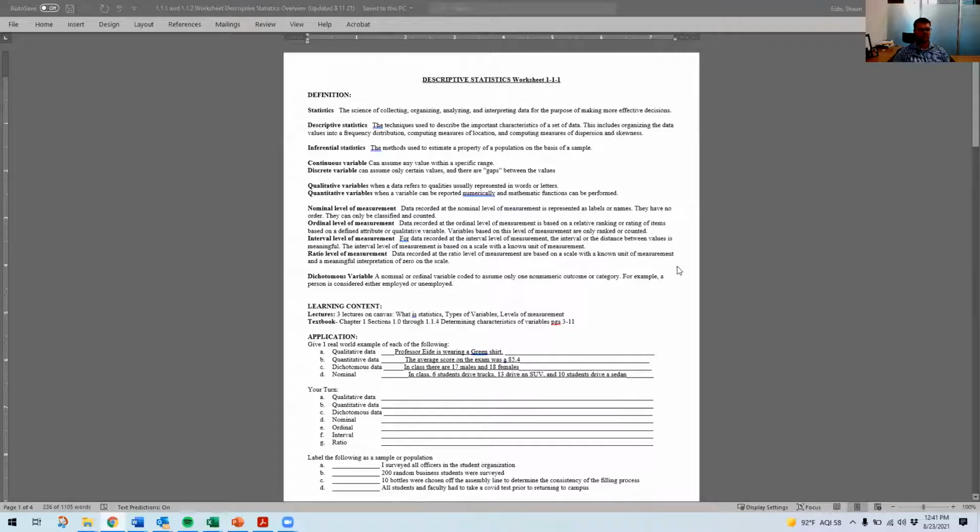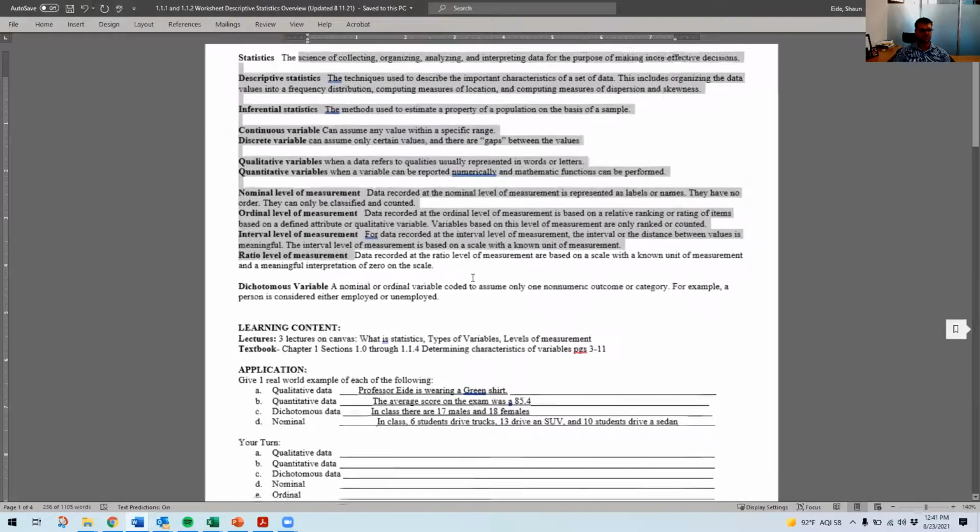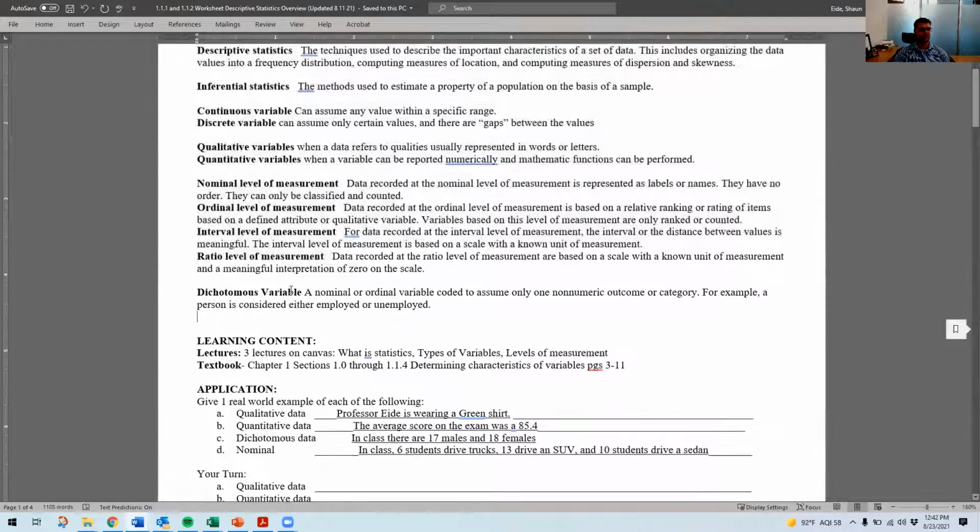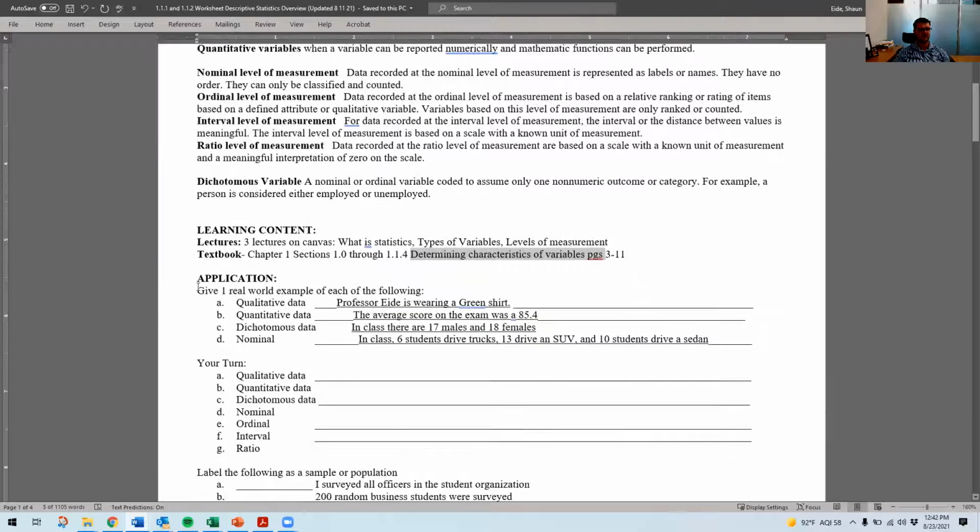So taking a look at this, you'll notice we've got the learning content. Hey, there's some lectures on Canvas. This is the textbook that you should read for the first part. And then determining characteristics of variables, so on and so forth. And then right down here, it says, give one real world example of each of the following. And so qualitative data, I give an example, quantitative data, dichotomous data, nominal.